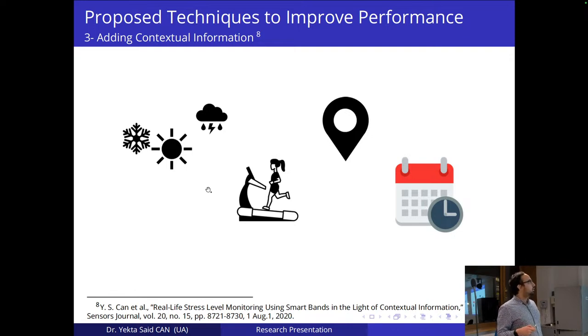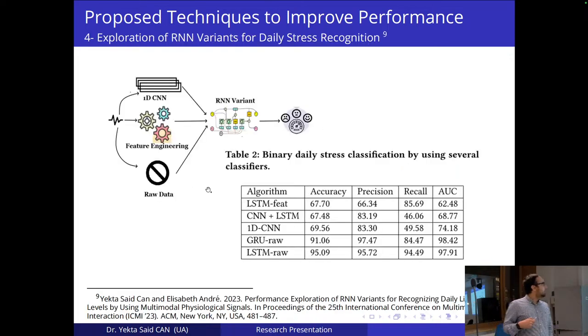Adding contextual information is also very important in daily life. So we tried to add physical activity intensity, activity type, location, calendar information, and even weather information to improve our system's performance. Lately we also explored RNN variants because they are more suitable to time series data, and we tested different variants of these RNNs, and again we have some improvements.